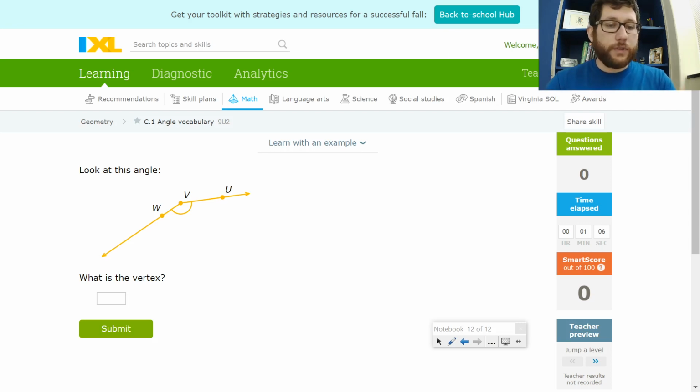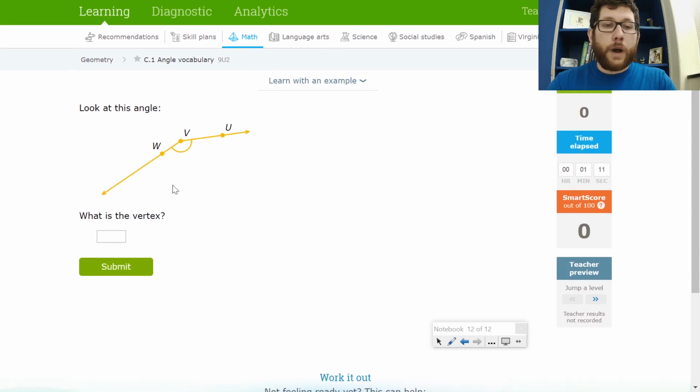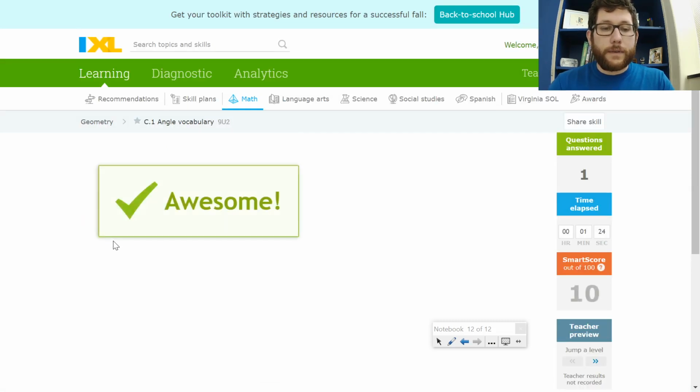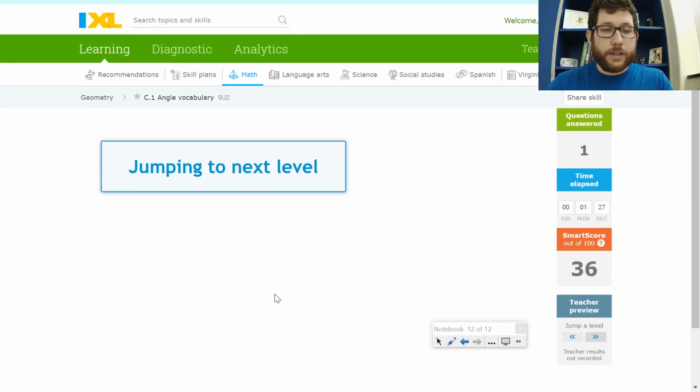So let's take a look at this first problem. Notice we have an angle here, and they ask for what the vertex is. When we're dealing with angles, we have two rays. Two rays make up an angle, and where the two rays meet, that is our vertex. Our vertex here is just going to be V. I'm going to ask a couple different vertex problems. That should be pretty easy.